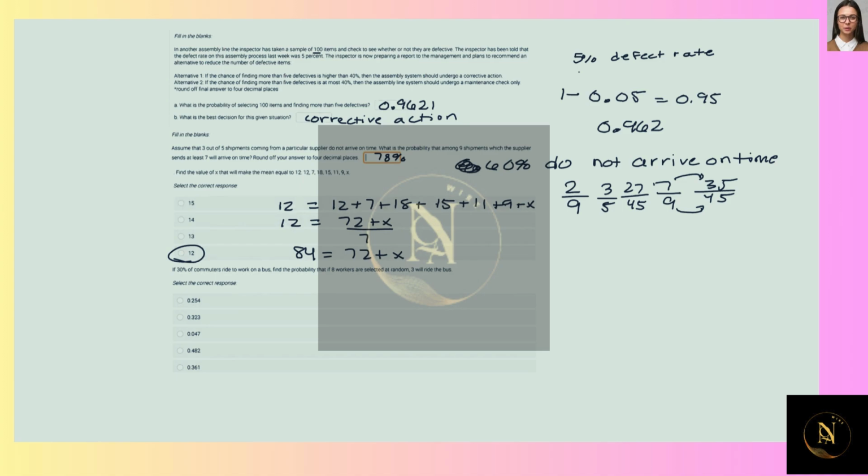If 30% of consumers ride to work on a bus, find the probability that 8 workers were selected at random, 3 will ride the bus, 3 out of 8. So if that's 30%, and then 3 divided by 8 is 37.5%. And so that is going to be 0.254.